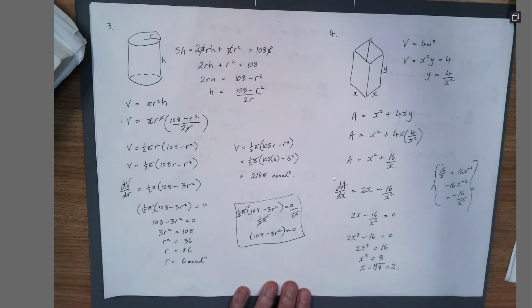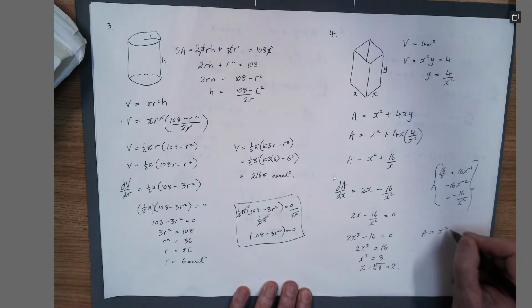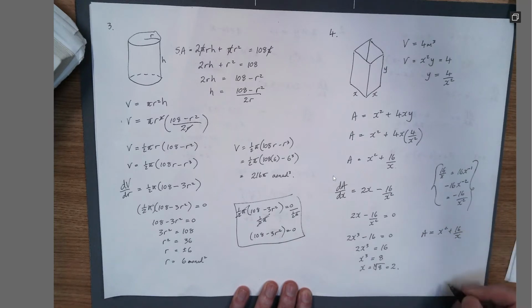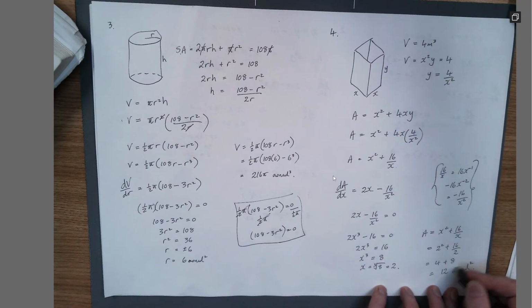So in case you find the least possible area of sheet tin: A equals x squared plus 16 over x, so 2 squared plus 16 over 2, which equals 4 plus 8, which equals 12. It is in meters squared, because the volume was in meters cubed, so 12 meters squared.